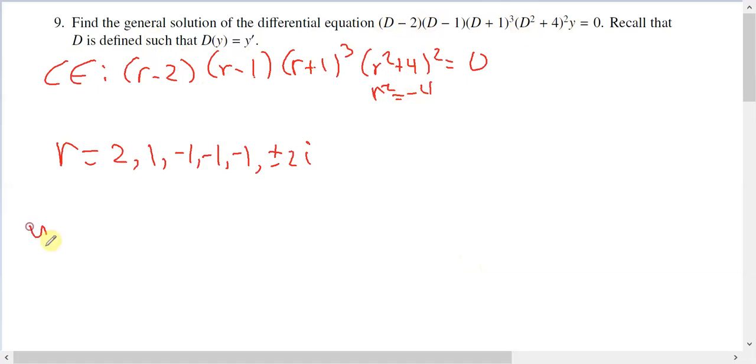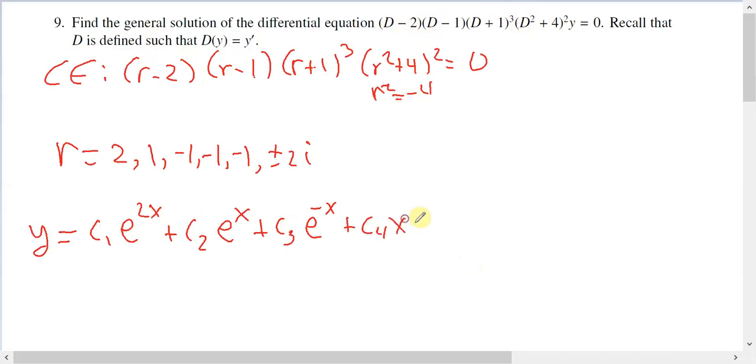So from that I can write the solution down. Since 2 only occurs once, it's some constant c1 e^(2x). This occurs once, so c2 e^x. And then -1 occurs 3 times, so I have to account for all 3 cases. I've got c3 e^(-x), then c4 x e^(-x), and then one more, c5 x^2 e^(-x).